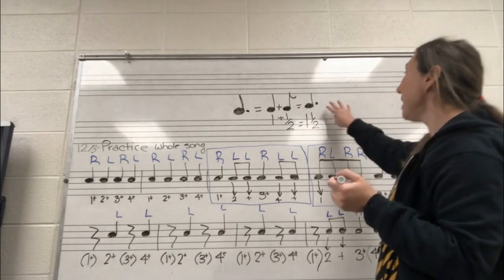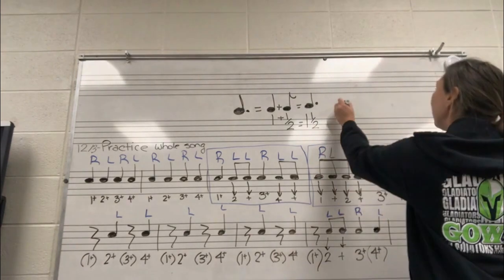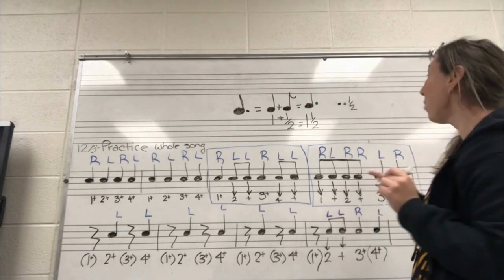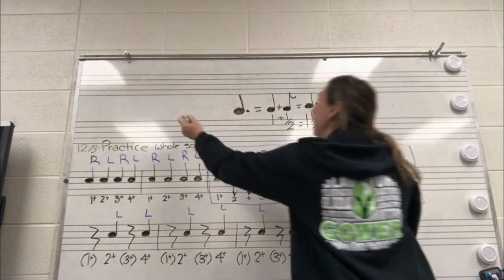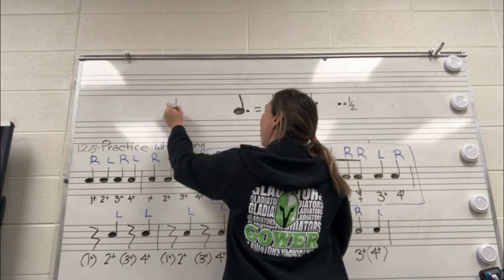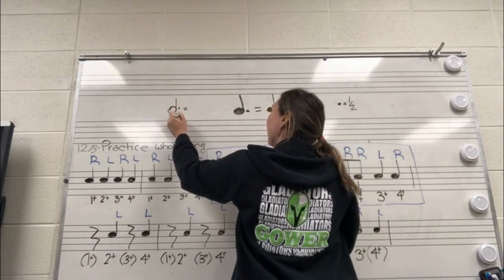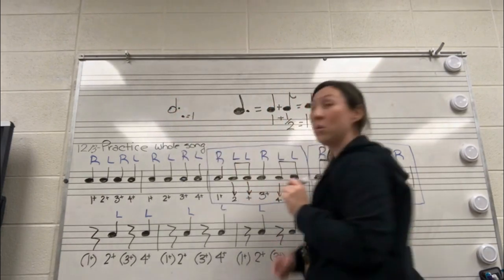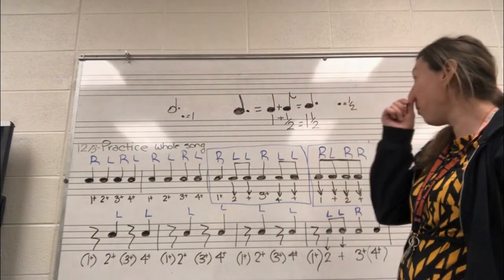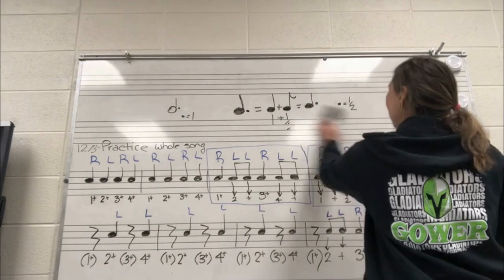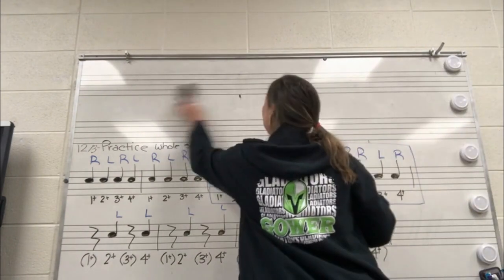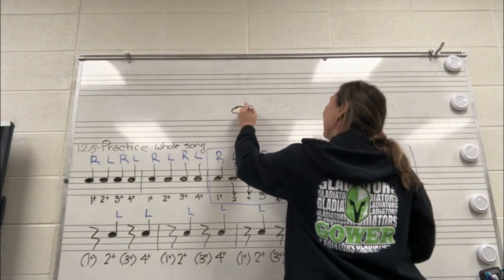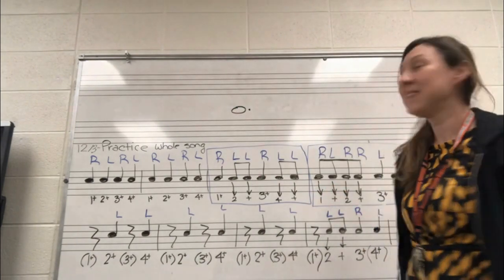So when we see a dotted quarter note, this will get half a beat. Where when we see a dotted half note, this dot would get 1 beat. Let's do one more. You're not going to see a lot of this one. But what if you saw a dotted whole note?